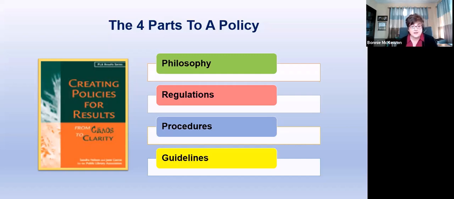And think of guidelines, the fourth part of a policy, as best practice. Guidelines are the allowance to make exceptions to the rules for good reason, for good customer service reasons. We'll take each of these in turn, again using interlibrary loan as our example. In this module, we'll look at the first two parts of a policy, philosophy, and regulations.